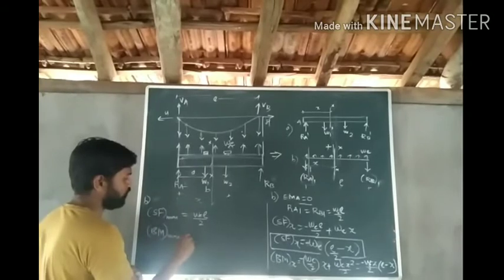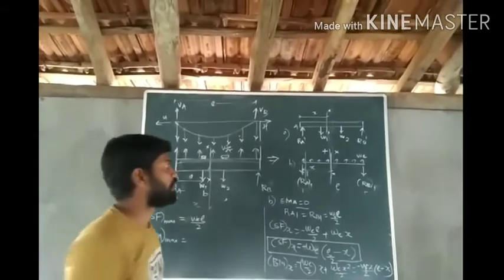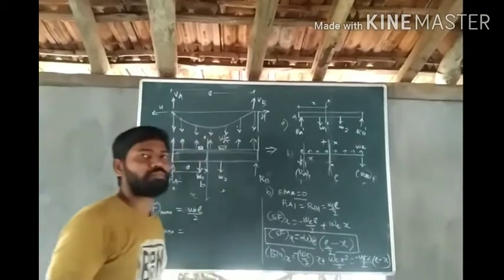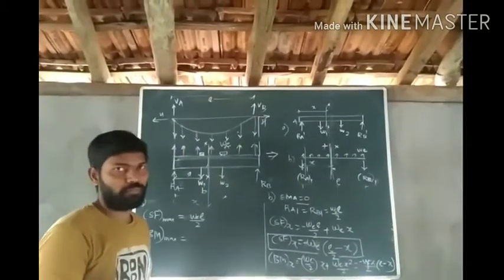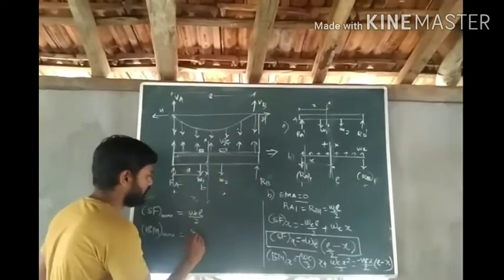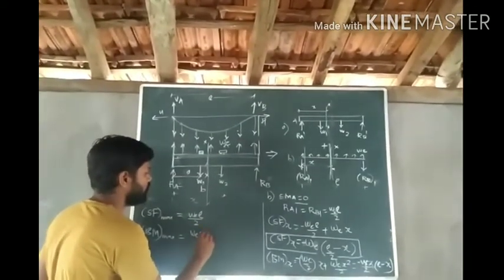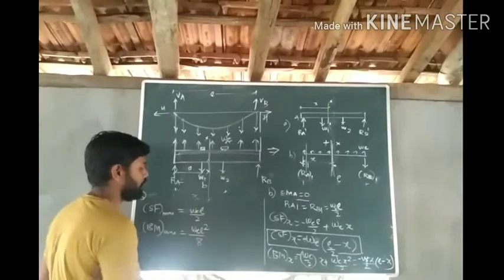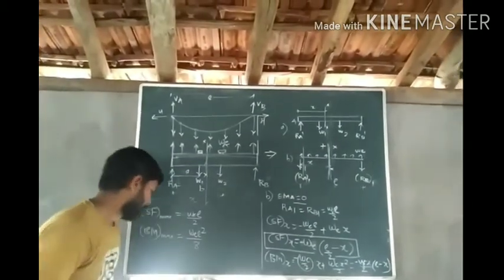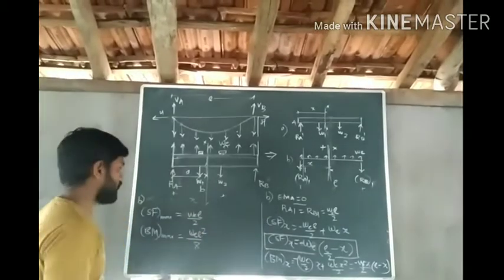And what will be the maximum bending moment? If you consider this UDL, you know that the maximum bending moment is at the center. For a UDL on a simply supported beam, the maximum bending moment is at the center, and it is calculated as WE into L square divided by 8. This is the formula, WL square divided by 8. Okay, so this is for this second case.